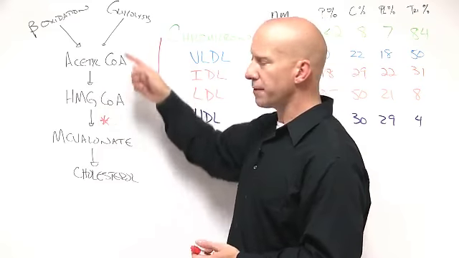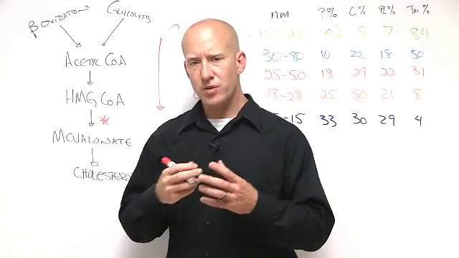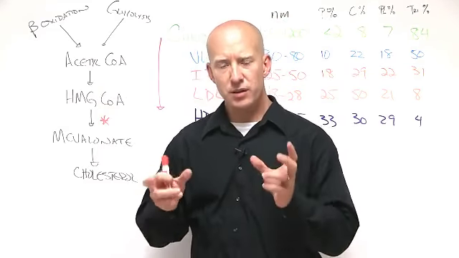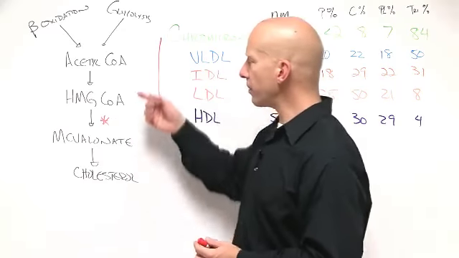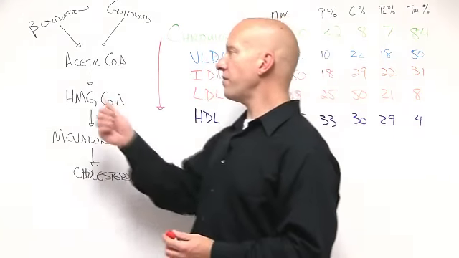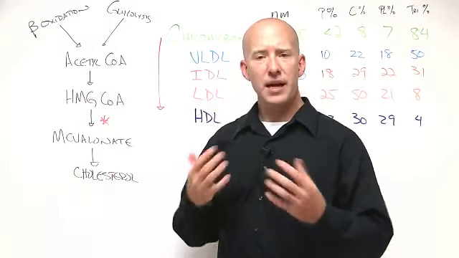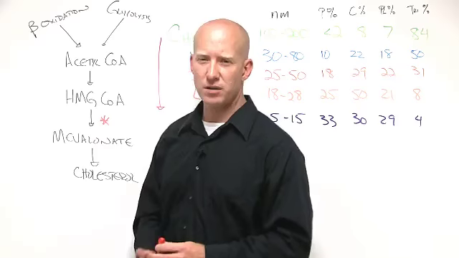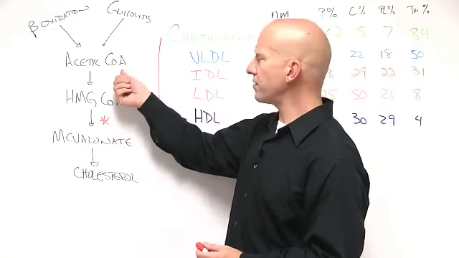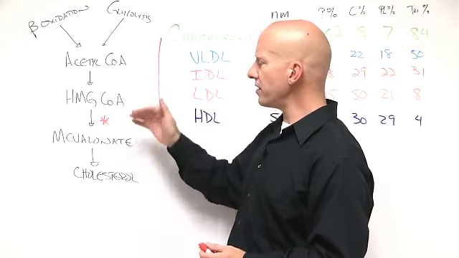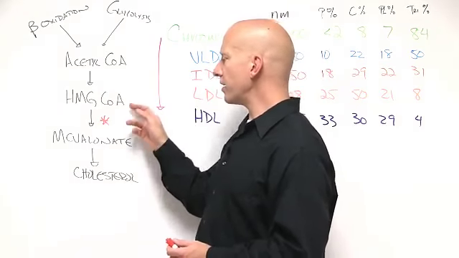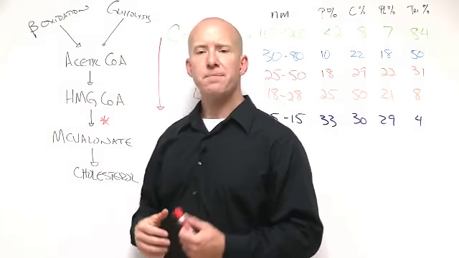Acetyl-CoA comes from either the glycolytic pathway, where glucose enters into a cell, is split into 2 pyruvate molecules, and then pyruvate can become acetyl-CoA, or fatty acids can go through beta oxidation to also become acetyl-CoA. But again, this is happening inside all the nucleated cells of our body. So once we have acetyl-CoA, through a variety of different enzymatic conversions, eventually we get what's called HMG-CoA.